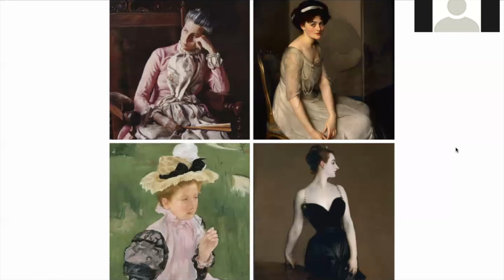The bottom left is a painting by Mary Cassatt, also a student of Gérôme's, a great American impressionist, and very unique as a woman in this world, which was almost entirely dominated by men. She held her own and did very well. She was also from Philadelphia, like Eakins. And on the bottom right, we have a portrait by the great John Singer Sargent.